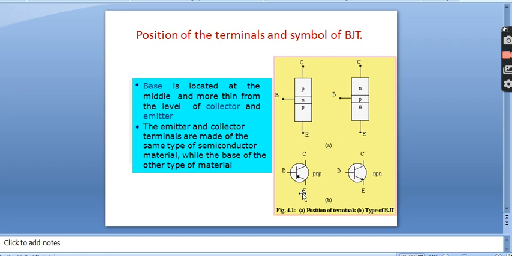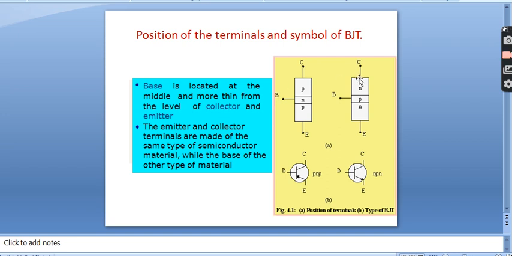So the only difference between the symbols of the NPN and PNP transistor is the arrow mark direction at the emitter terminal. The arrow mark direction in the case of the PNP transistor is from emitter to base, that is, into the base. In the case of the NPN transistor, the arrow mark direction is from base to emitter.